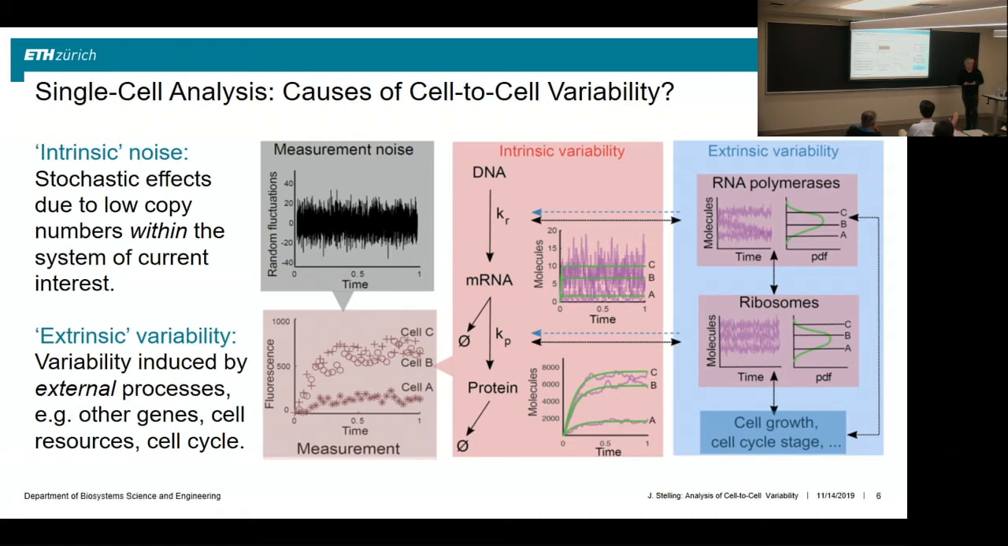Is that experimental data or simulation data? That's just simulation.